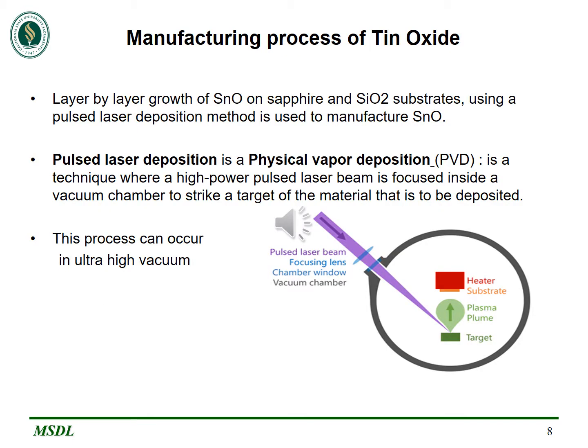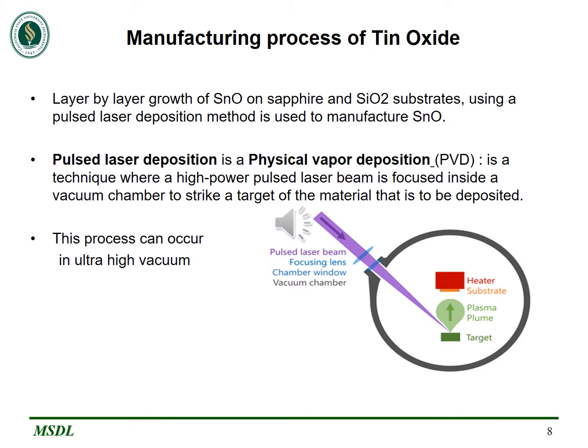Now let's talk about the manufacturing process of tin oxide. Tin oxide is grown layer by layer on a sapphire and silicon dioxide substrate using the pulsed laser deposition method. The number of tin oxide layers is controlled by controlling the number of laser shots during the deposition process.